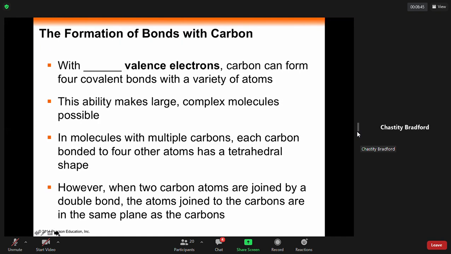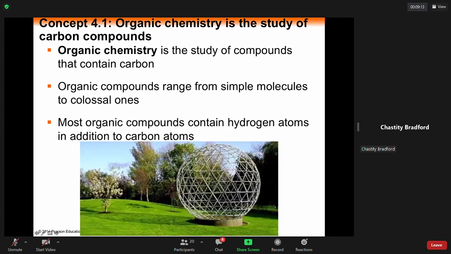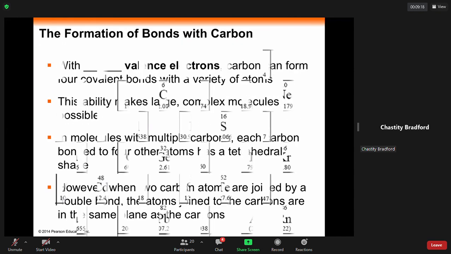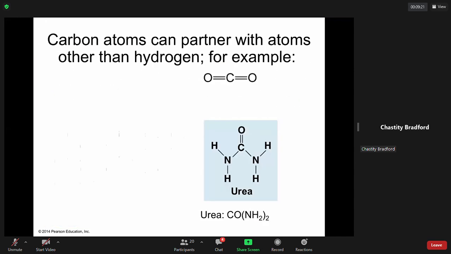Y'all see how simple this is? Okay. How many valence electrons does carbon have? 4. Okay. Everybody agree? And because it has these 4 valence electrons, this gives carbon the ability to make some large complex molecules like those buckyballs. You know, that's like a buckyball. That's what we call those. Okay. All right. So what's the next concept? Let's keep going.